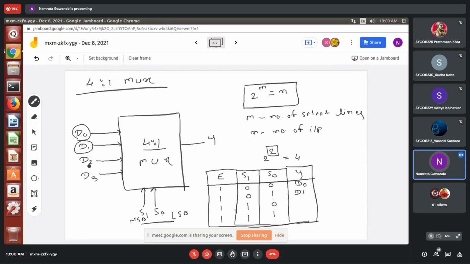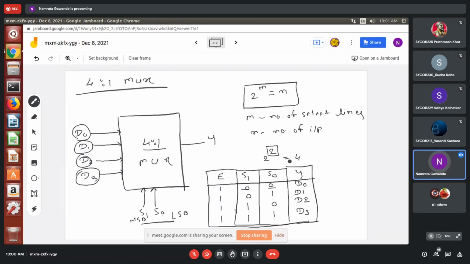When it is 1 0, then D2 will be selected, so the output will be D2. And when it is 1 1, then D3 will be selected as the output. So the input data will be selected based on these selector lines. Whatever the input combination here, based on that the particular data input will be selected and passed on as the output. Right. So this is the 4:1 mux.